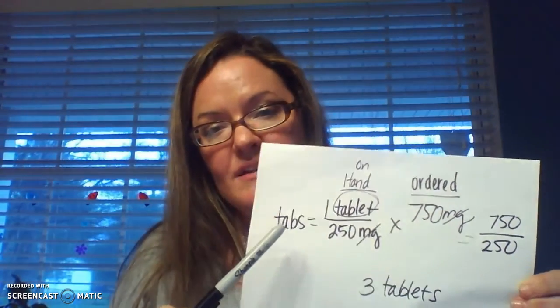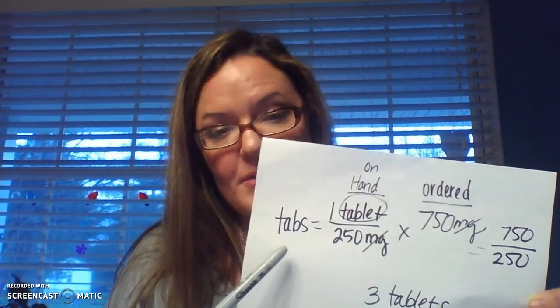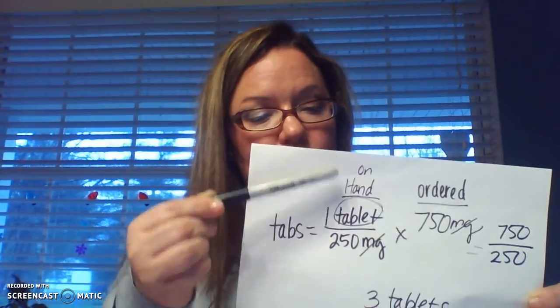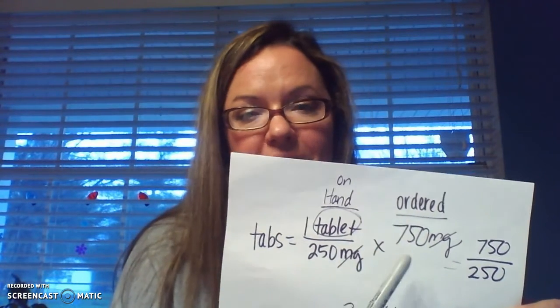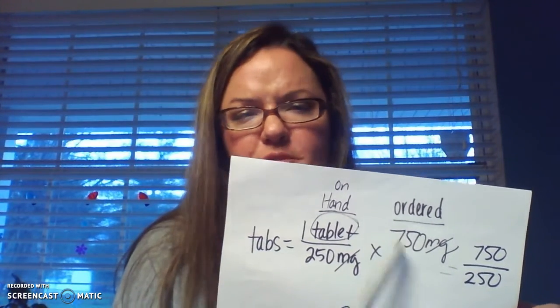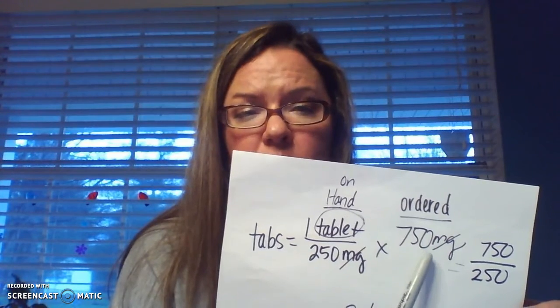Now, why do I put one tablet on top? Because with dimensional analysis, whatever I'm looking for is what I lead with. So if I have tablets here, I need tablets here. Okay? So I've got one tablet has 250 milligrams. Now my next term is what am I going to give? What's ordered? Whether it's milligrams, fluid, whatever, what is ordered. So in this case, it's 750 milligrams.